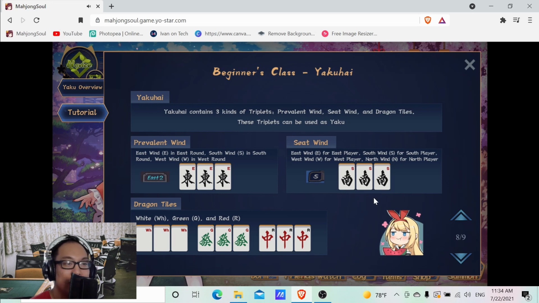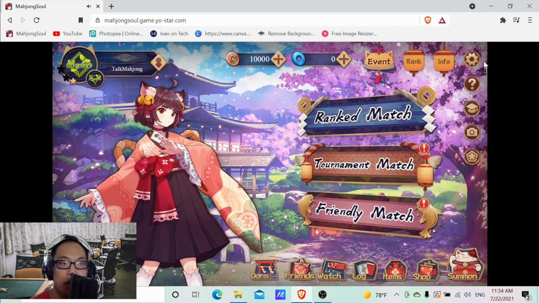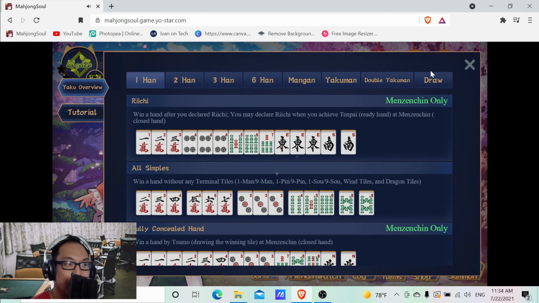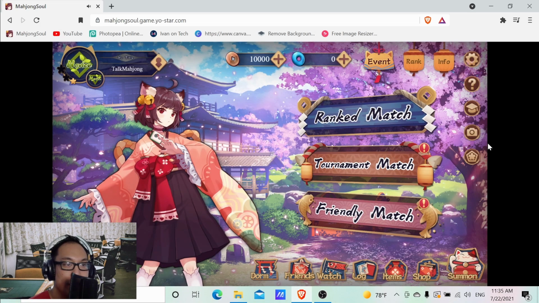Yakuhai, yeah, that's basically just the hand pattern. So if you've done the tutorial and you missed out, just remember, click on the gear for your settings, then you click View Yaku, and then you can click the tutorial again, and then you can review. Okay, so I don't think I'm going to go into the gameplay because I felt like I've introduced you guys to enough information.